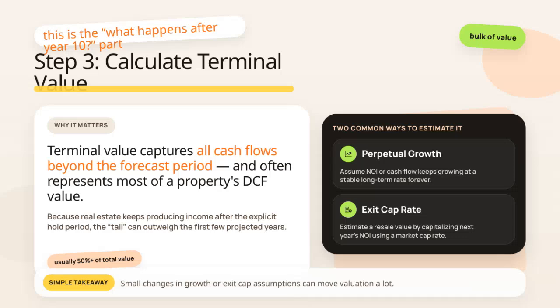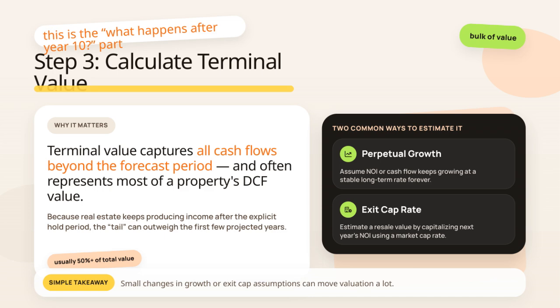Now, let's dive into step 3, calculating the terminal value. This is essentially the "what happens after year 10" part of the valuation. It's really important because it captures all the cash flows beyond the forecast period and often represents a majority of a property's discounted cash flow value, usually more than half of the total value.